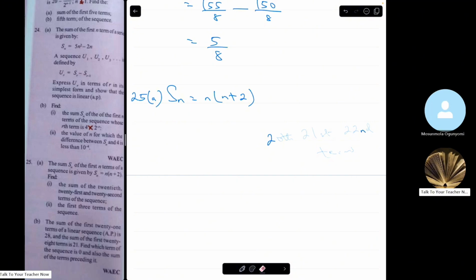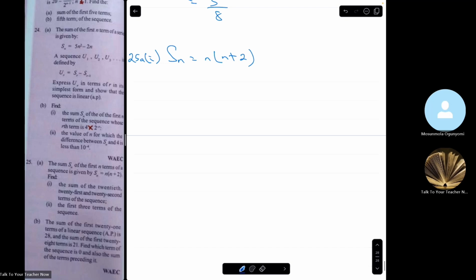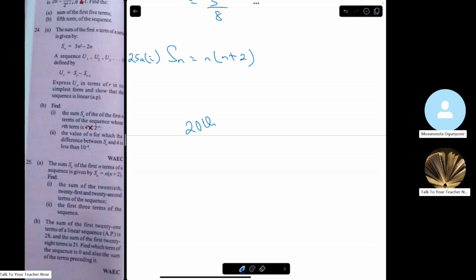So what does that mean? That's going to be S20 equals 20 into bracket 20 plus 2. That's wrong. That's not the question. What do you think we should find? Find the sum of the 20th, 21st, and 22nd terms of the sequence. You're always forgetting terms when it's the right sequence. So what does this mean?